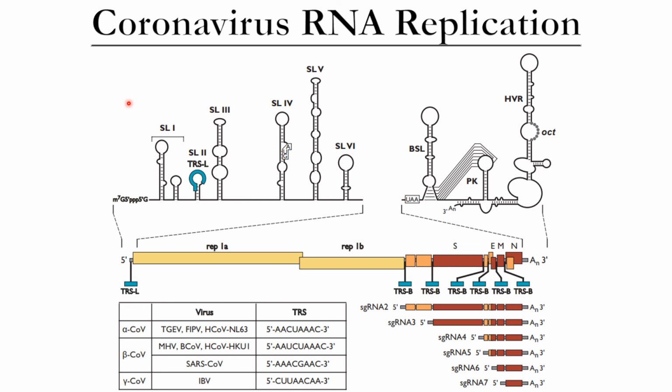Each sgRNA consists of a leader RNA of 70 to 100 nucleotides, which is identical to the 5' end of the genome, joined to a body of RNA, which is identical to a segment of the 3' end of the genome. The fusion of the leader RNA to body RNAs occurs at short motifs. Like the genome, the sgRNAs have 5' caps and 3' polyadenylate tails. Together, these transcripts form a 3' nested set, the single most distinctive feature of the order Nidovirales. Synthesis of both genomic RNA and sgRNAs proceeds through negative-strand intermediates.